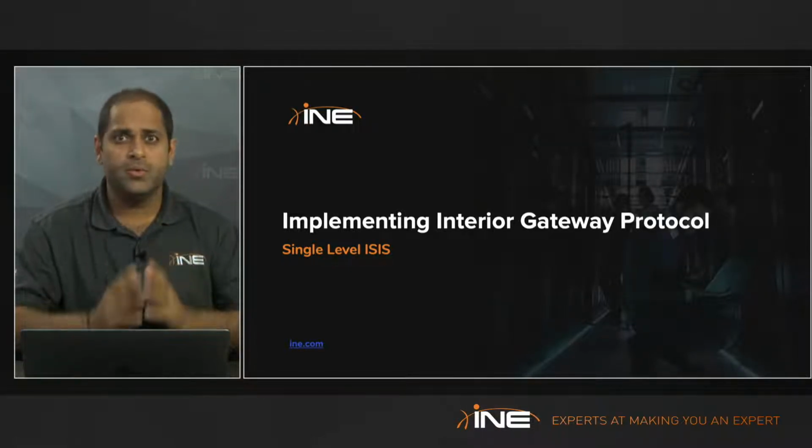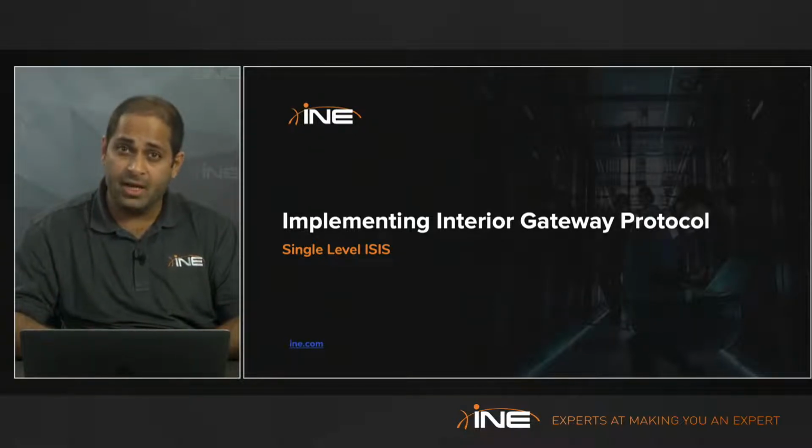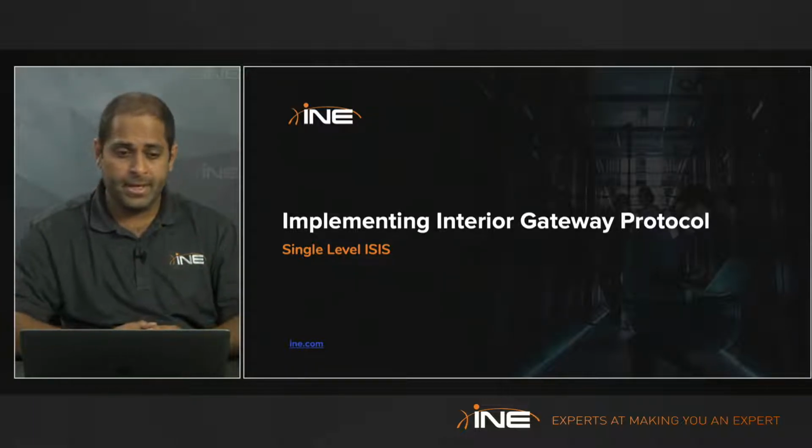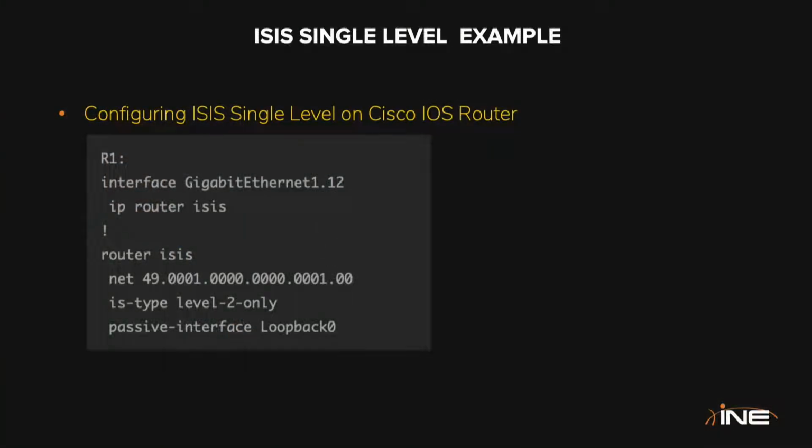So here we are only going to talk about single level, which means that all the routers are going to be in the same area, so same level of routing. Here is an example of a Cisco IOS router being configured to be in area 49001. All of these numbers are in hex. We have the area portion, which is the first part. The second part is the system ID, which is the three sections that we see, and then we have your NSEL, which is your network selector.